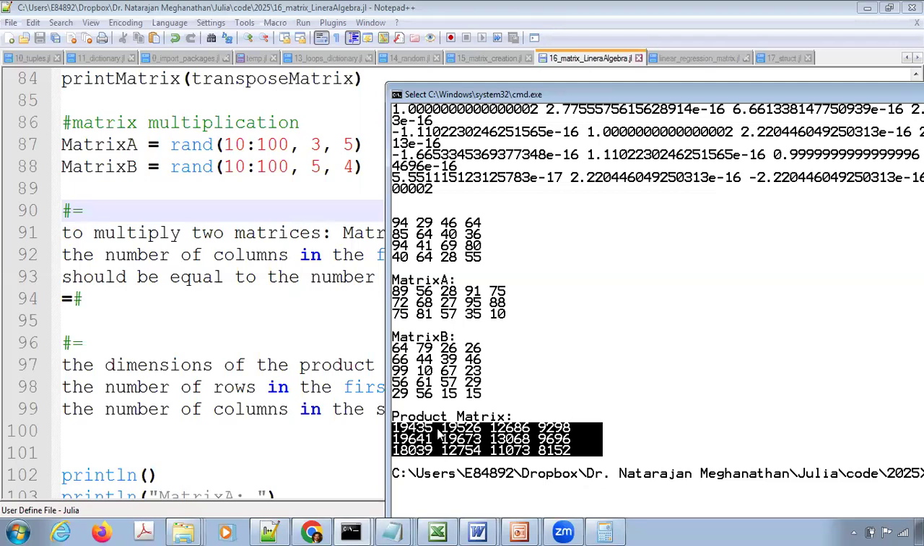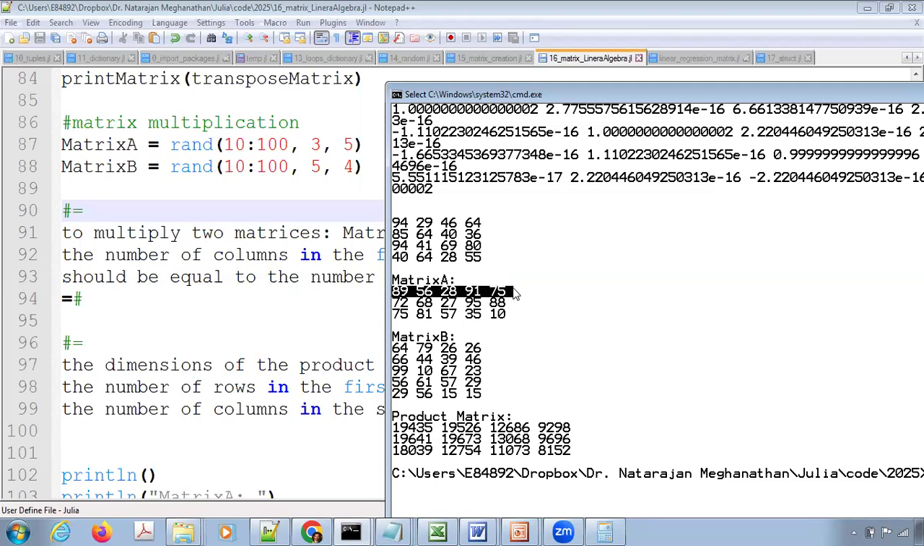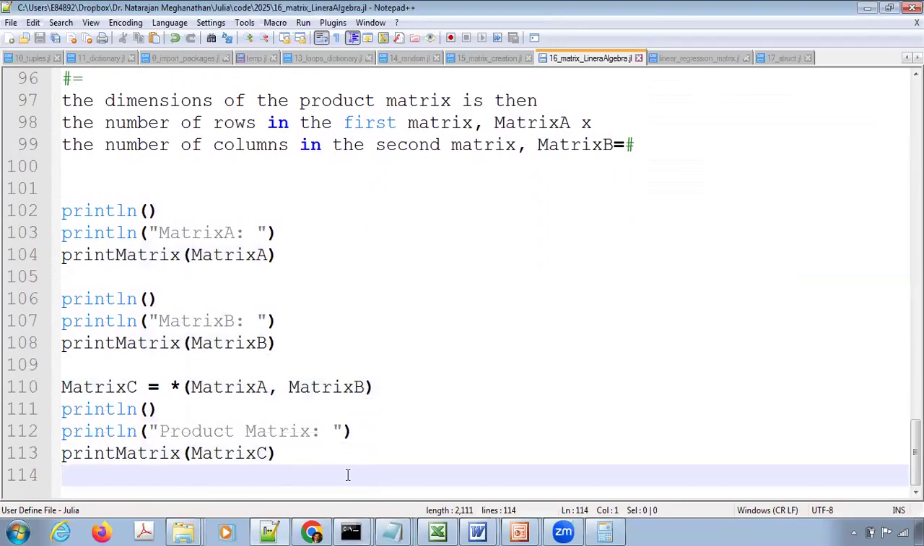So in this case, for example, to get this cell here in the product matrix, 19435, this is row 1, column 1 in the product. So you will multiply row 1 in the matrix A, the first matrix, with column 1, 64, 66, 99, 56, 29, in the second matrix. To get this cell, which is row 2, column 3, you will multiply row 2 in the first matrix with column 3 in the second matrix. So the number of multiplications, the product pairs, will be 5 in this case, and that's the common dimension 5 here. Okay, all right, so that's what it's getting printed, the product matrix.